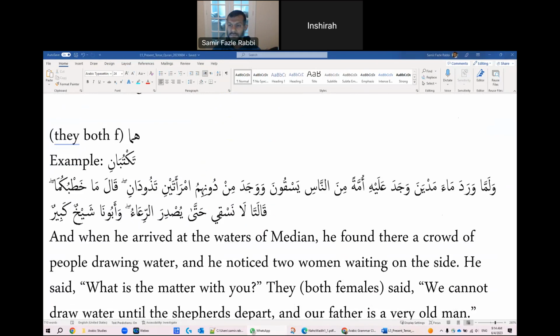Can you read the verse? ولما ورد ماء مدين وجد عليه أمة من الناس يسقون ووجد من دونهم امرأتين تذودان قال ما خطبكما قالتا لا نسقي حتى يصدر الرعاء وأبونا شيخ كبير. So this one has one in there that matches this. This is what I can think of also. But then there's probably others.